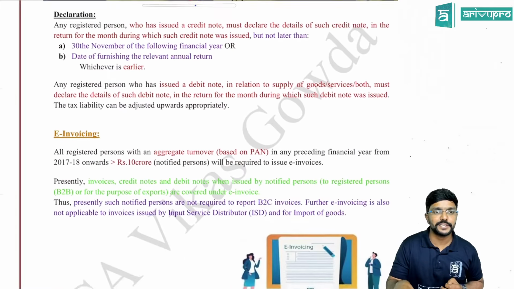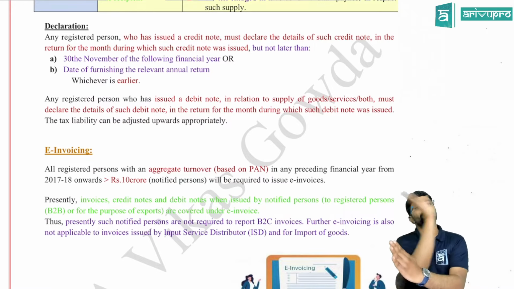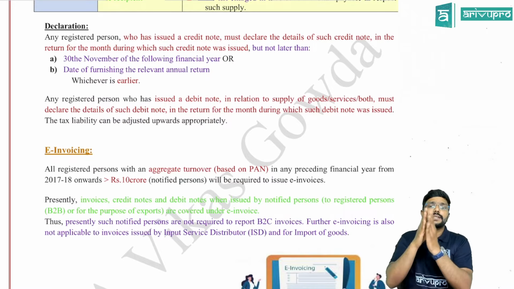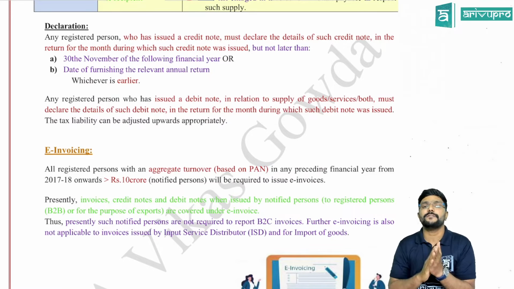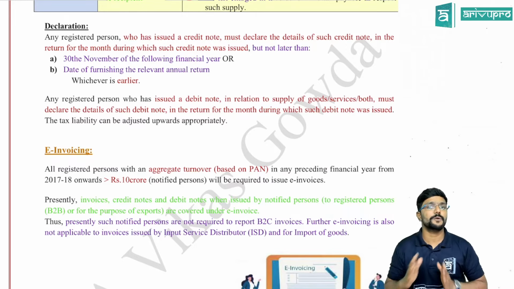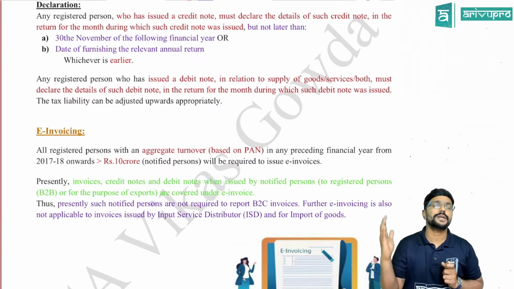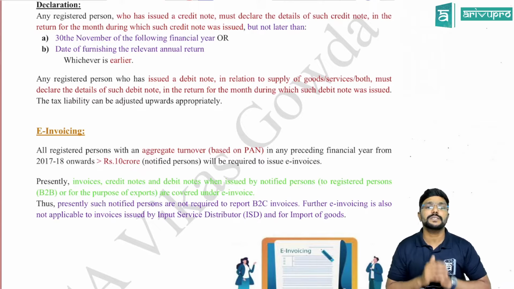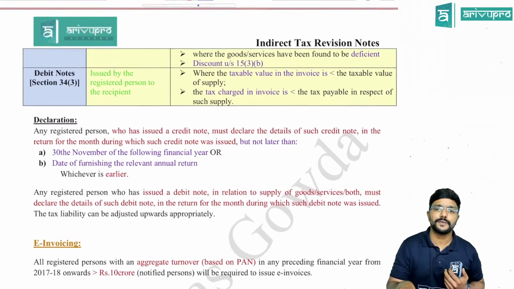Then coming to declaration, whenever a credit note is issued in a particular month with respect to some past supply, in that case, for that particular month, whatever return I file, I have to disclose the details of the credit note in that month. But still I can disclose it later also, but not later than 30th November of the next financial year or the actual date of filing the annual return, whichever is earlier. Okay, some extended time is given to disclose the details of the credit note.